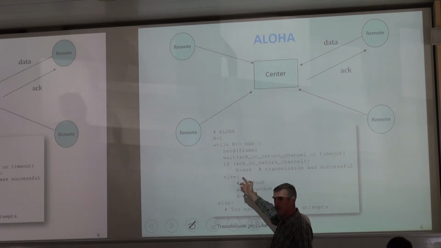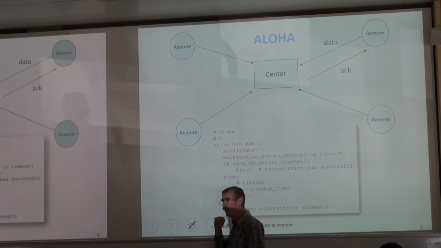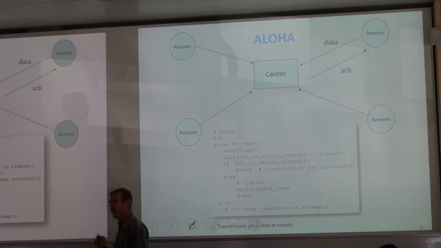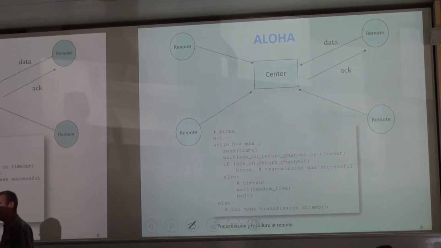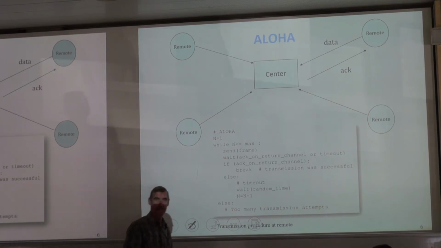Then collisions could occur. If a collision occurs, then the center probably will not be able to decode at least one of the two packets. Perhaps even the two packets will be impossible to decode if they are received with equal power. So if that happens, the two packets are lost. If only one of the two is lost, then the one that is lost will not receive an acknowledgement.